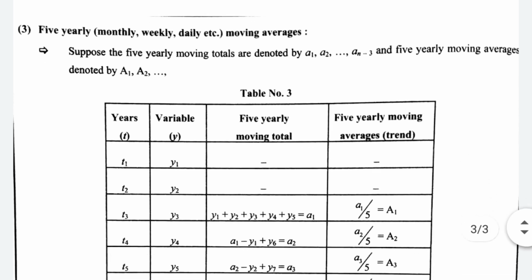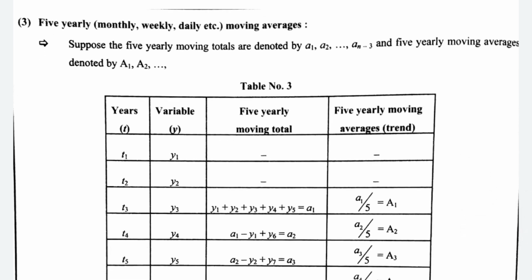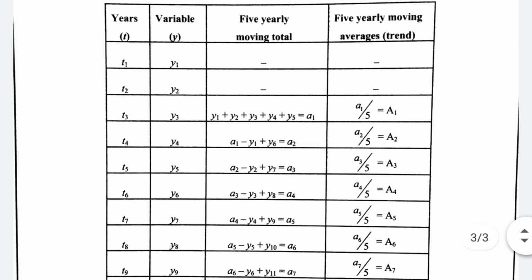It is the same as the 3 yearly moving average. Once again it's an odd number. An odd number has a center number, here 3. 1, 2, 3, 4, 5. So you got to add 5 numbers. See, y1 plus y2 plus y3 plus y4 plus y5 equal to a1.